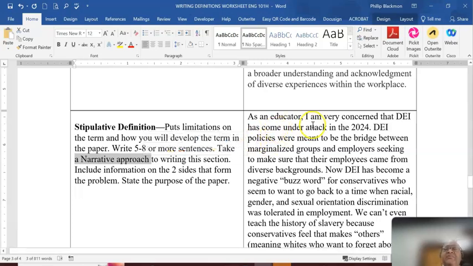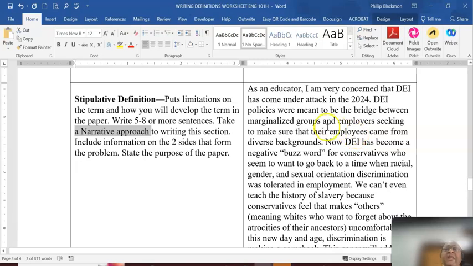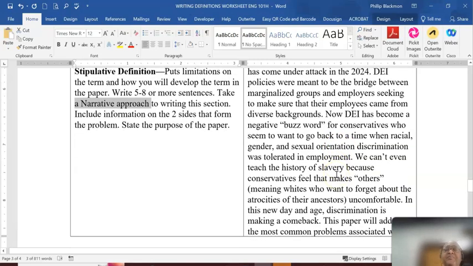As an educator, I am very concerned that DEI has come under attack in 2024. DEI policies were meant to bridge the gap between marginalized groups and employers seeking to make sure that their employees came from diverse backgrounds. Now, DEI has become a negative buzzword for conservatives who seem to want to go back to a time when racial, gender, and sexual orientation discrimination was tolerated in employment.